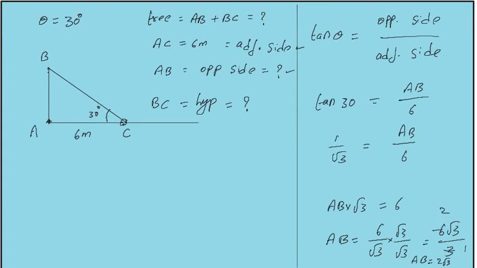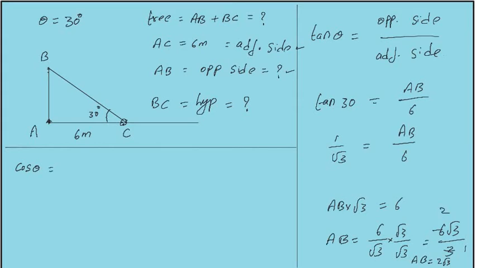Is there any doubt in this? Simple one. Okay, now one more they want. What is that? Hypotenuse they want, and adjacent they give. Adjacent given, hypotenuse they want. What do you use? Adjacent and hypotenuse, cos theta.